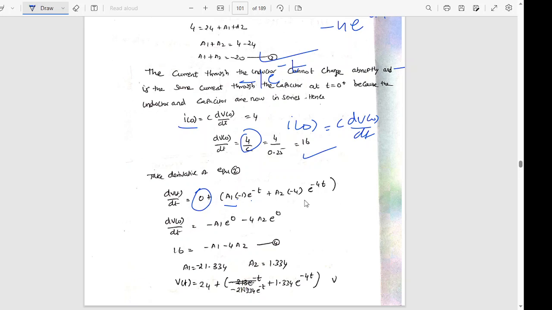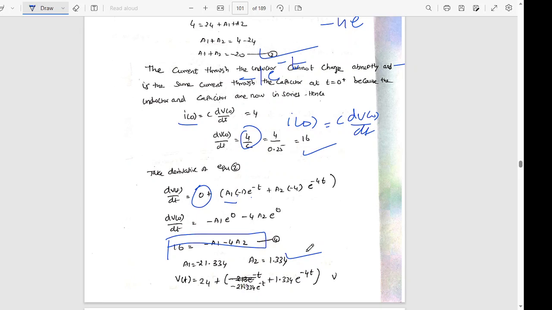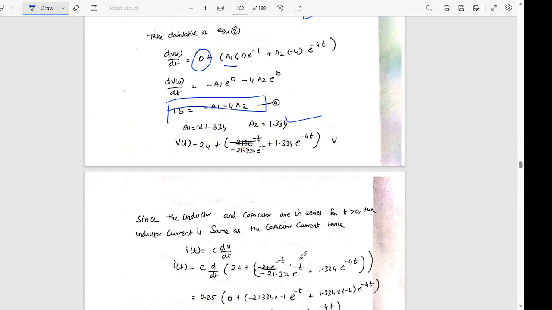Now substitute t equal to 0. So I will be getting the equation like this, 16 equal to minus A1 minus 4A2. So we have two equations, two unknowns. We can solve it. I will get A1 equal to minus 21.334 and A2 equal to 1.334. So v of t will be 24 plus, within brackets, minus 21.334 e power minus t plus 1.334 e power minus 4t. So this is the current, this is the voltage.